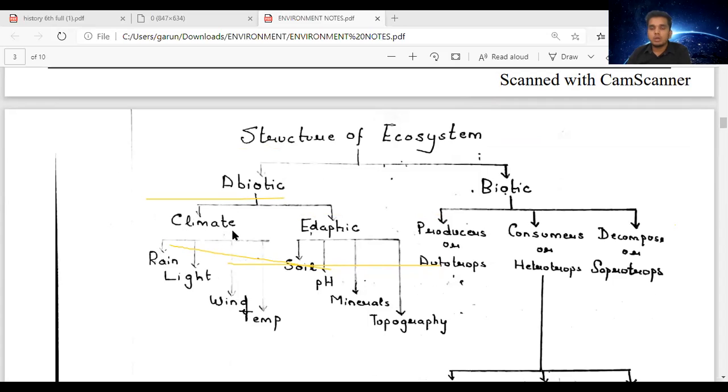So in climate, what are the non-living things? What non-living things do we see in nature as climate? Rain, light, wind, and temperature. They are not living, but they are still part of nature. And in edaphic factors, that is soil, pH, minerals, and topography.